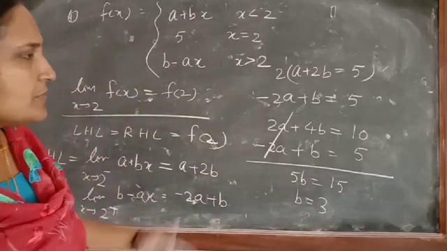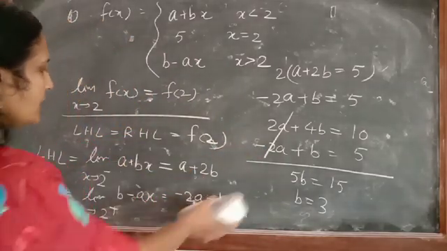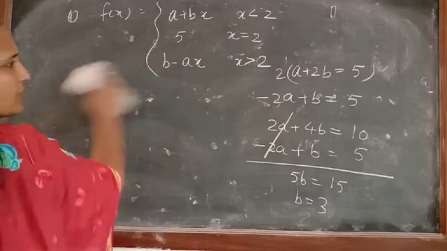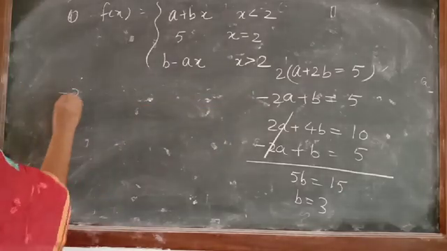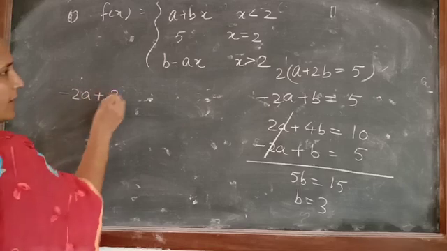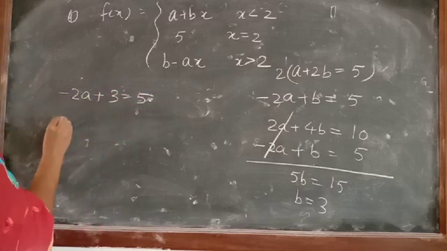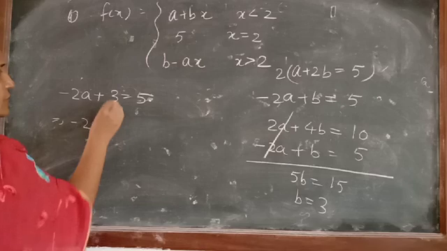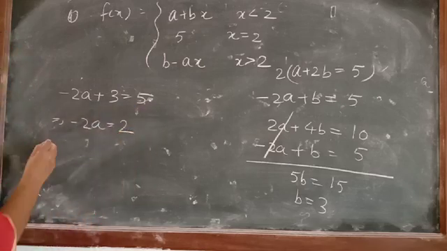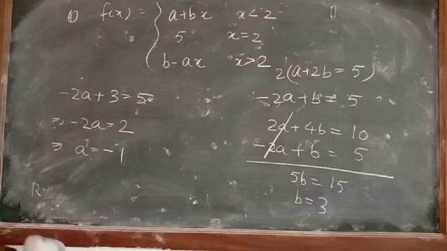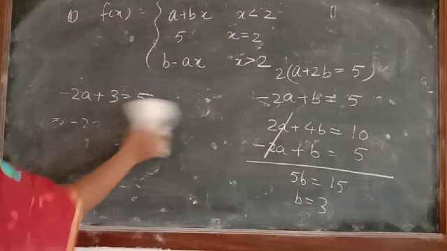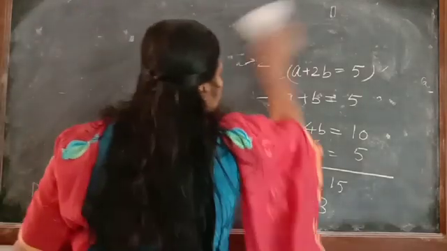Now you can substitute the value of b in any one of the equations to get the value of a. Suppose I am substituting in the second equation, that is minus 2a plus 3 is equal to 5. Then we will get minus 2a is equal to 5 minus 3, which is 2. Then our answer is a is equal to minus 1. Is it clear? Okay. Now we can check the next question.